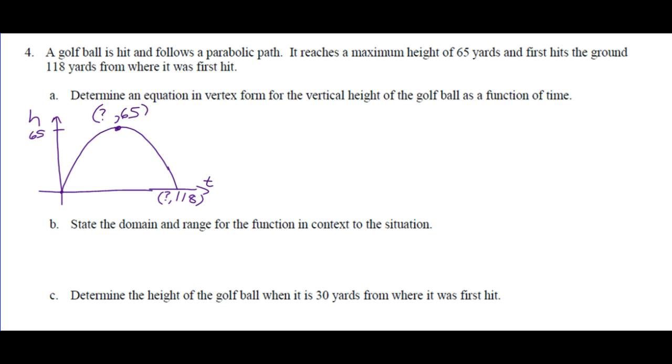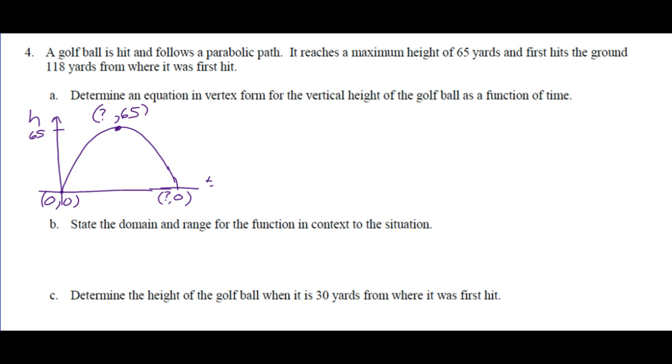No, sorry, this will be 0. Right? So we've got 0, 0. It's hit at time 0 and it has traveled no distance. We've got some time and 0 because it's back on the ground again, right? Its height will be 0. Hits the ground 118 yards from where it was hit. Determine equation as a function of that. And at some time it reaches a height of 65.